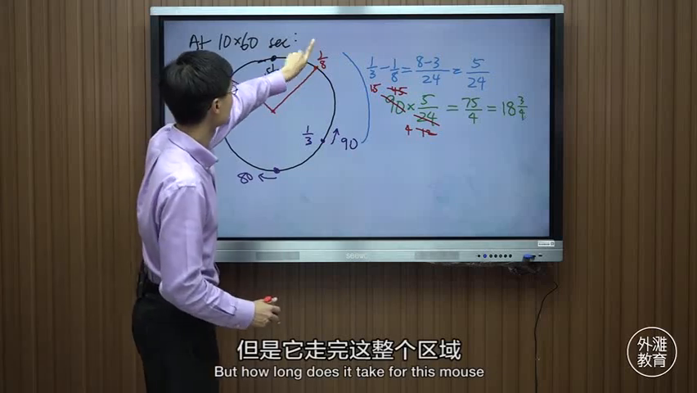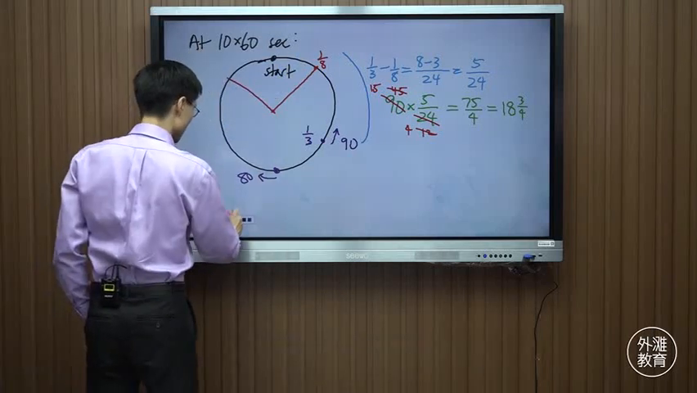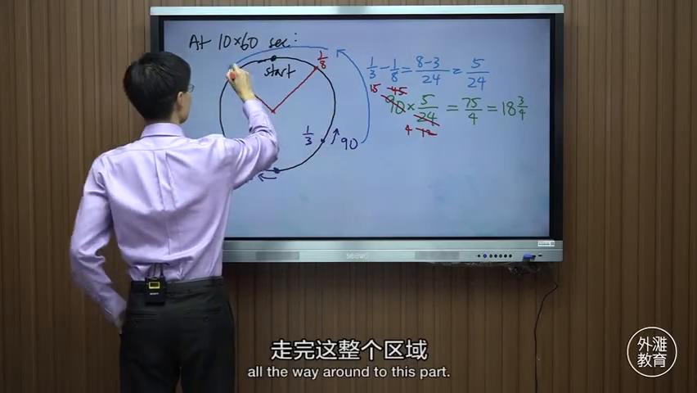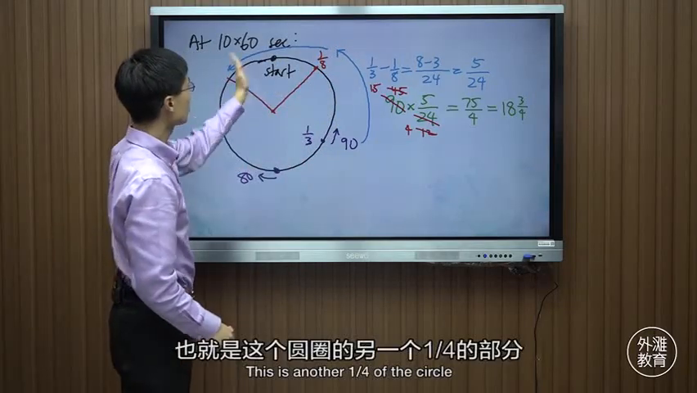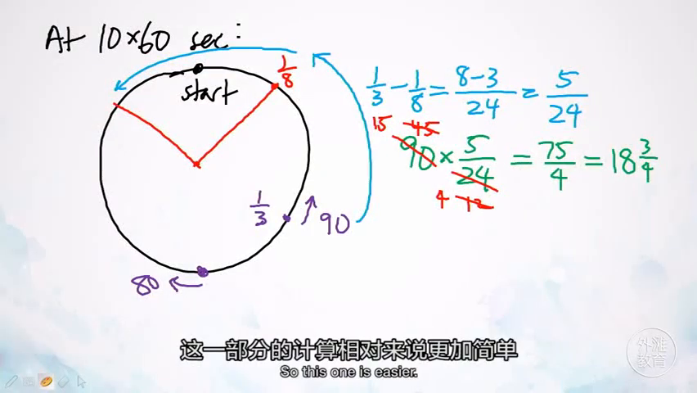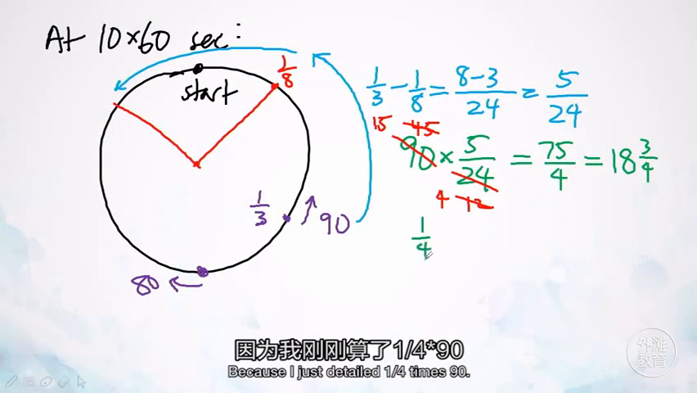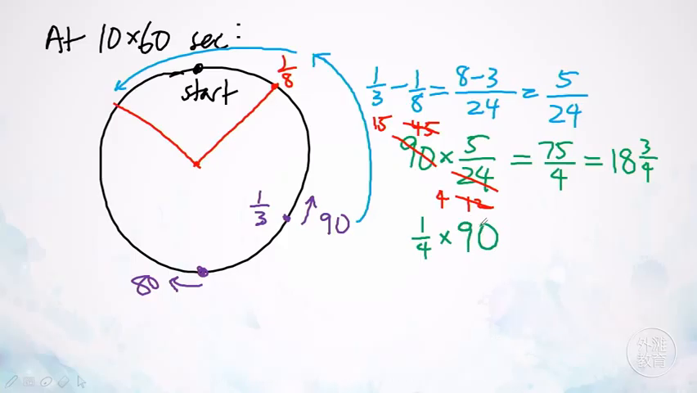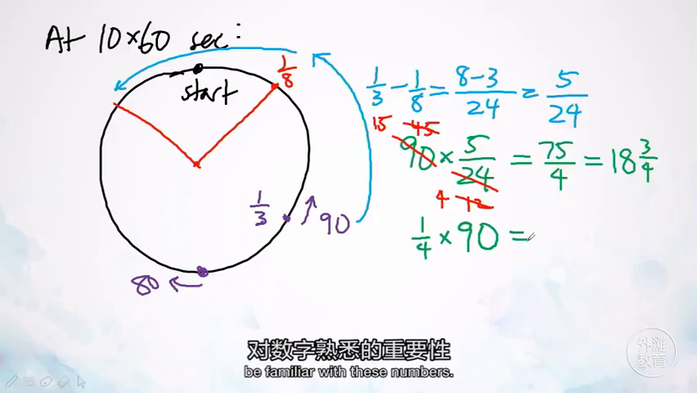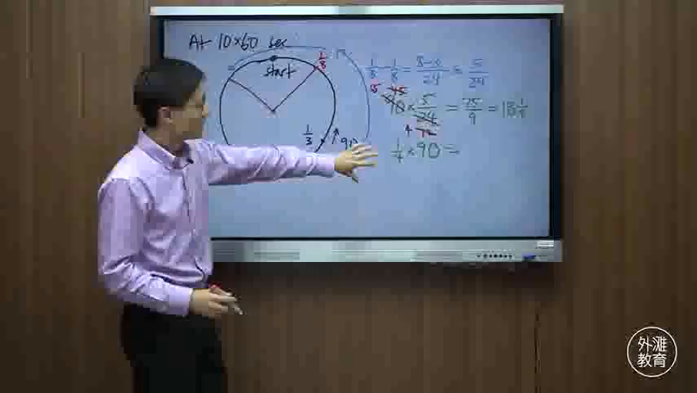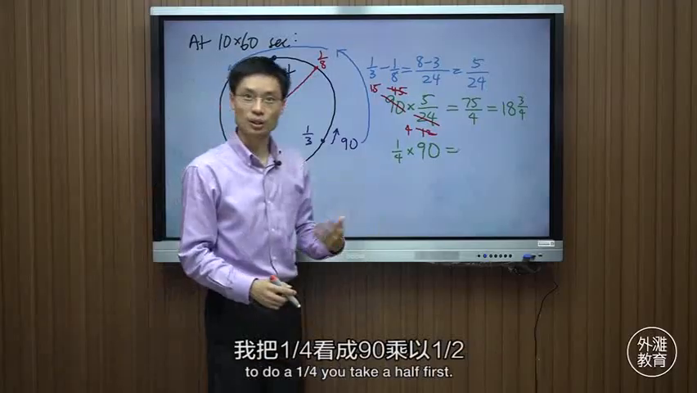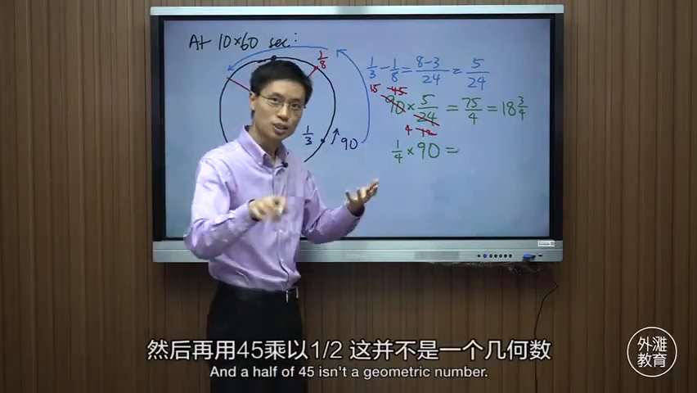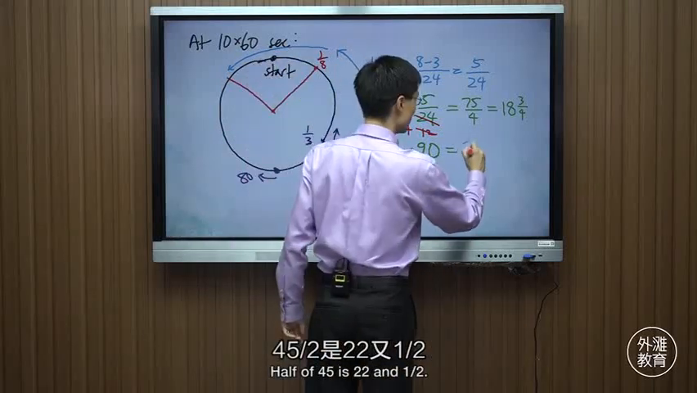But how long does it take for this mouse to exit all the way around? So if this mouse then continues all the way around to this part, this is another 1/4 of a circle. So this one is easier because I just need 1/4 times 90, 1/4 of a circle times 90 for all the way around. And this is where, again, it's useful to be familiar with these numbers. Actually, the way that sometimes I do this is to do a quarter, you take it in half first, which is 45. And a half of 45, these are geometry numbers. Half of 45 is 22 and a half.